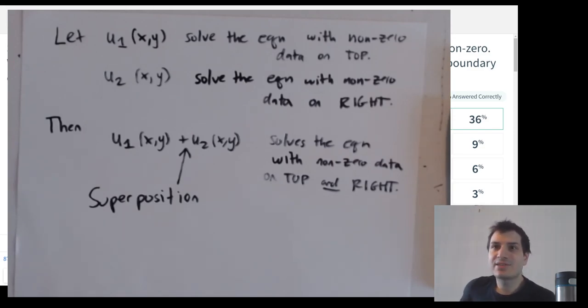Somebody in the chat asks, you take one side being non-zero at a time. That is exactly right. If you have to do more than one non-zero side, I would just do each side that is non-zero, one at a time on their own, and then at the end, add them all up.